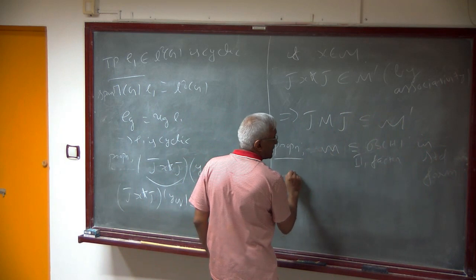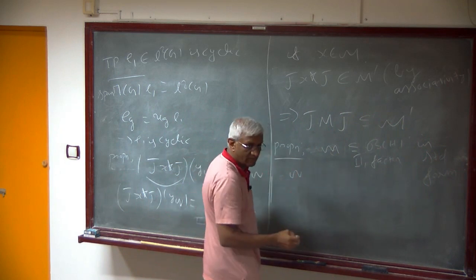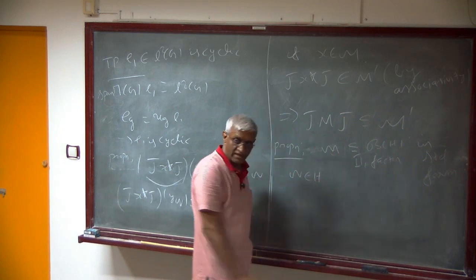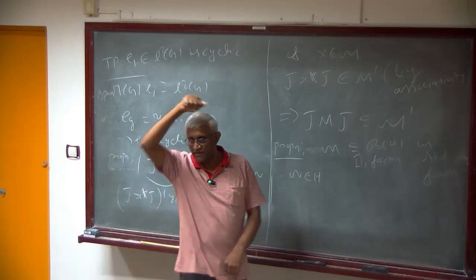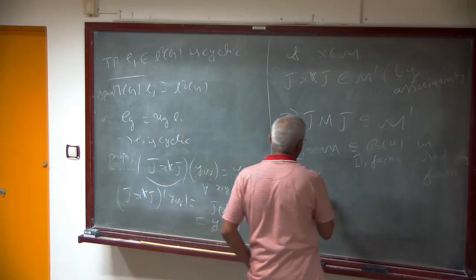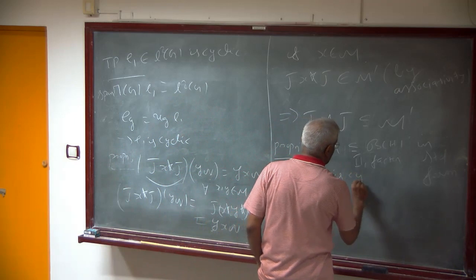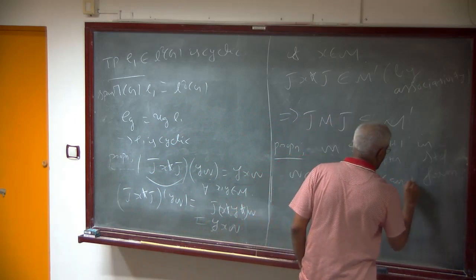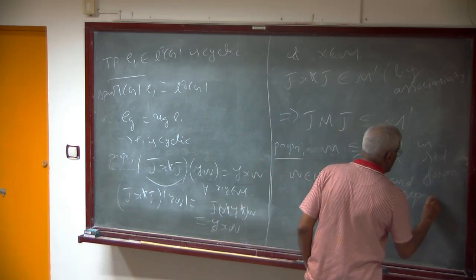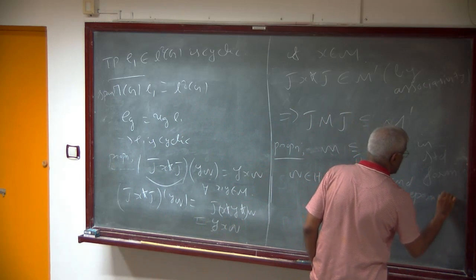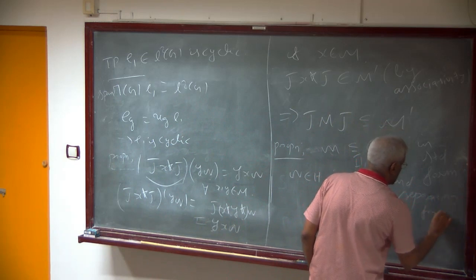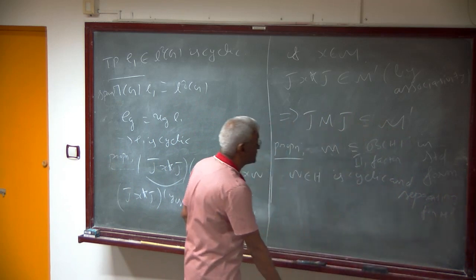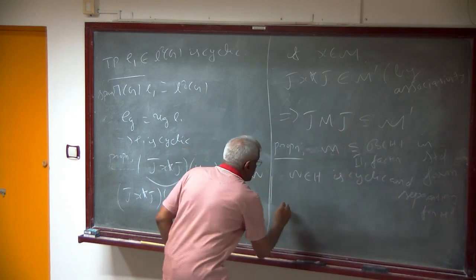Then of course, omega is a cyclic and separating vector. Omega is cyclic and separating for M prime also, because we have proved cyclic for M, separating for M prime. So omega is cyclic and separating for M as well as for M prime. So this is clear. So we prove the following.